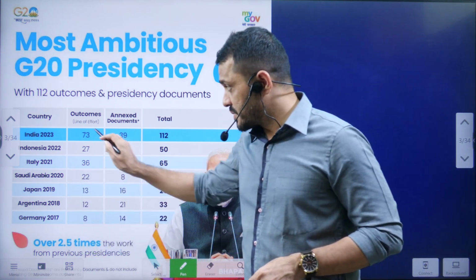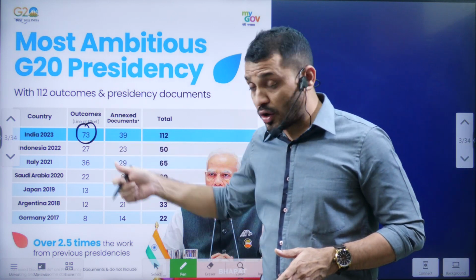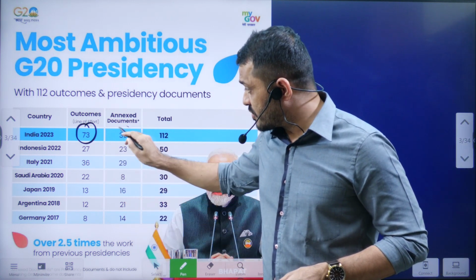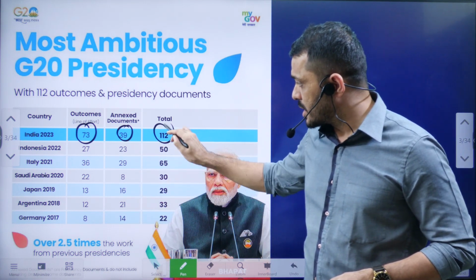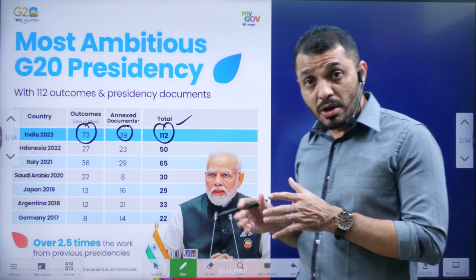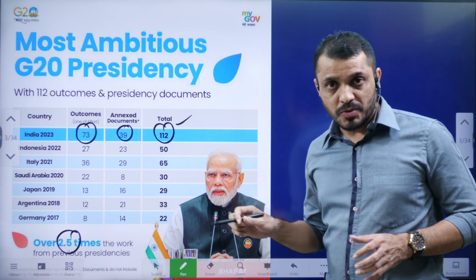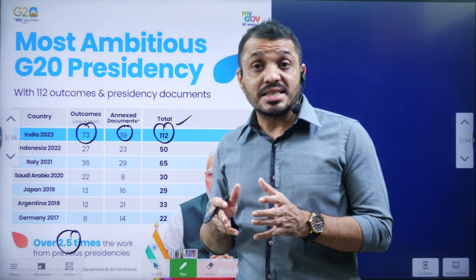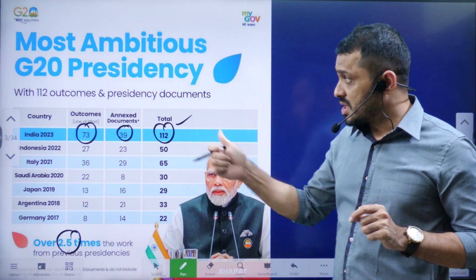First, we will discuss how many outcomes were produced in this meeting compared to the previous G20 meetings. Around 73 outcomes in terms of lines of effort, and in terms of documents approved, 39 documents. Overall 112. This is 2.5 times higher work rate compared to the previous G20 meetings. So the Government of India is saying that this G20 is more productive compared to the previous G20 meetings. This is the first one.